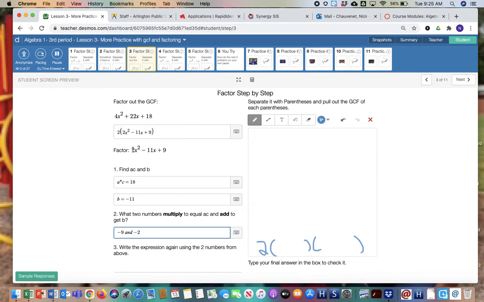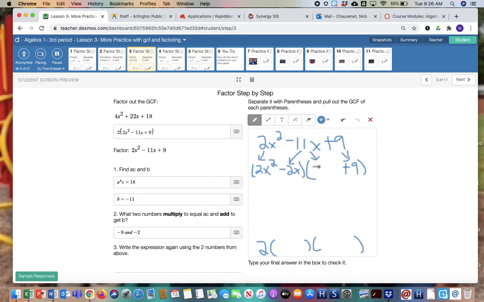So let's show it again, but we'll see how it's slightly different because of this coefficient. So here we go. 2x squared minus 11x plus 9. I bring down that first term, the 2x squared. I bring down the last term, the plus 9. I split the middle into negative 9, negative 2. So here we go, negative 2x and negative 9x.